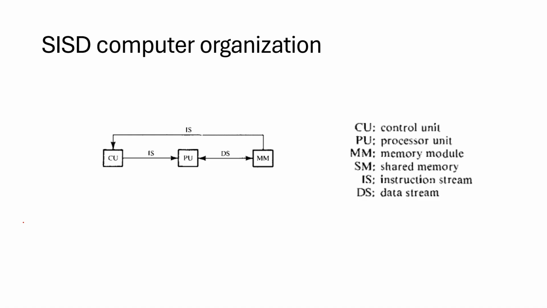The first one is SISD, single instruction and single data stream. It is like a sequential machine organization. Before getting to that, we should know what computer components are involved in the instruction execution. The first is the control unit, then the processor unit and the memory module.